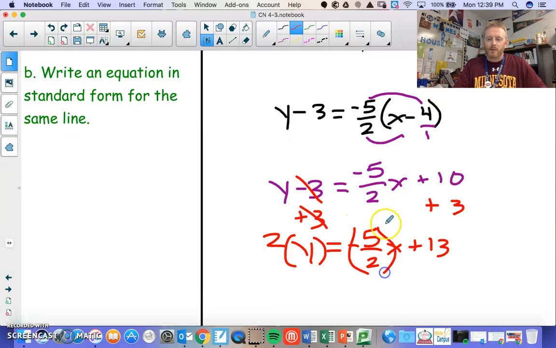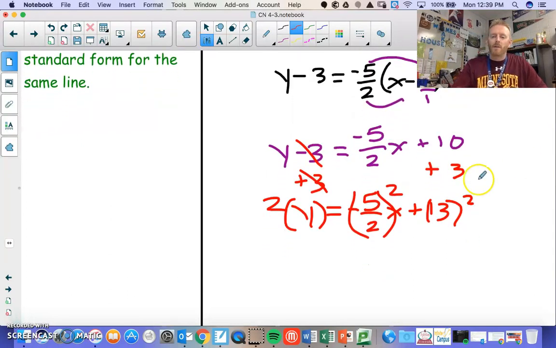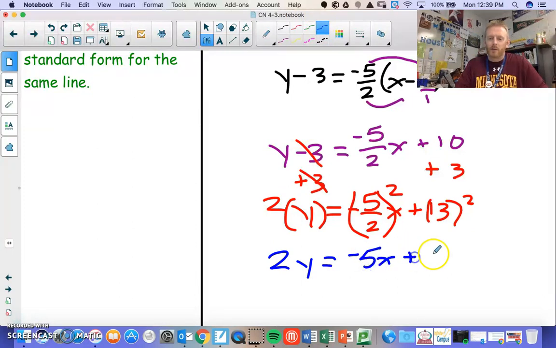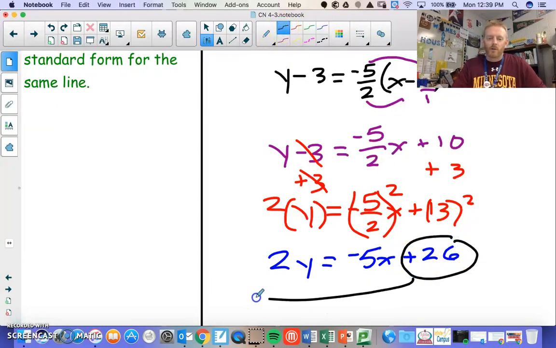All right, let's do this. By the 2, by the 2. So what we have here, folks, is change colors for us. We have a 2y is equal to a negative 5x and then plus 26. So just like in our very first one, this moves over to the left side by subtracting 26.